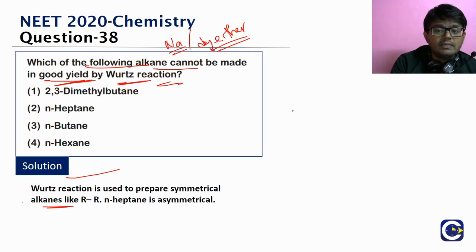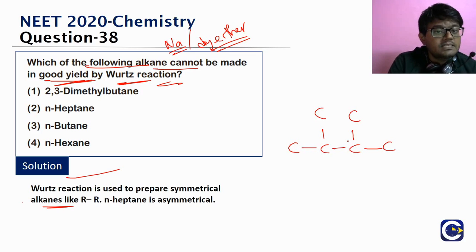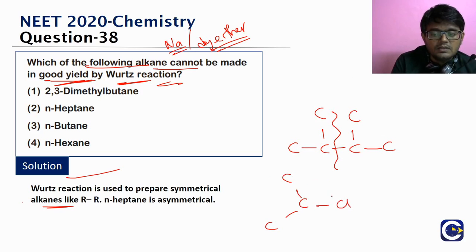So 2,3-dimethyl butane. I am representing the skeletal structure. Is it symmetrical? Yes, it is symmetrical, which means this can be prepared from the Wurtz reaction. If you take CH3-CHCl-CH3, this alkyl halide, and perform the Wurtz reaction, we are going to get 2,3-dimethyl butane.